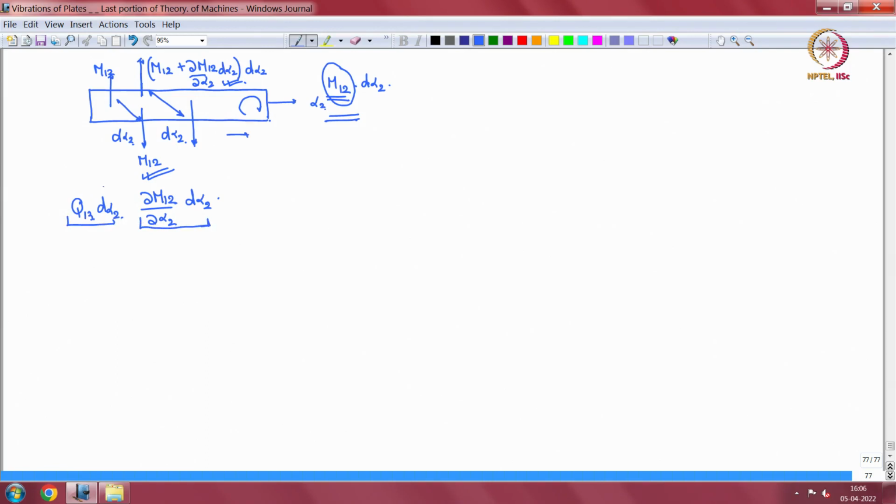So I have this everywhere on that face and I have this everywhere on that face, both are forces now, okay, and therefore this shear moment on this face has been made into an effective shear force, which is of the same nature as Q13 into d alpha 2. So that now what I have is, if I take d alpha 2 outside, I get Q13 plus del M12 by del alpha 2.